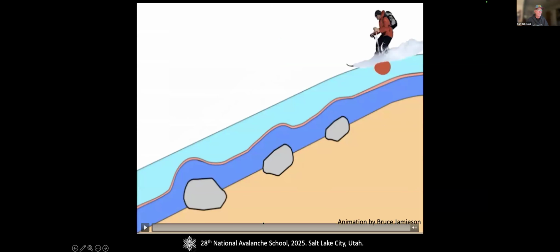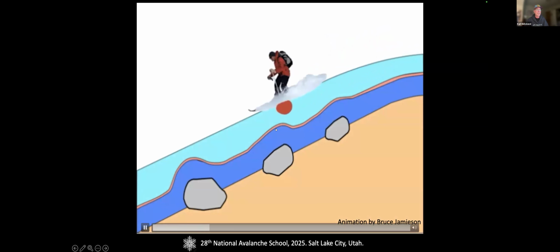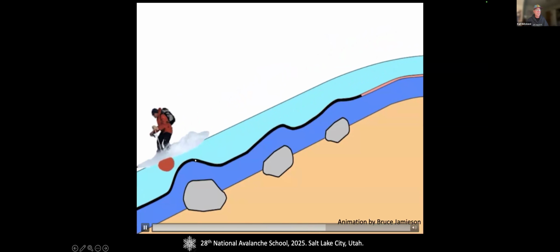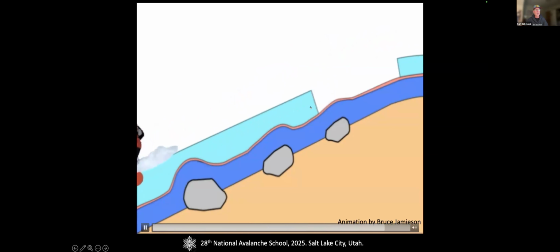And I like this little diagram, this animation made by Bruce Jamieson. The red bulb, or the red sort of balloon under the skier, is the stress that the skier is exerting that is sufficient to crack the weak layer over a critical length. And what you'll see is an example of thin spot triggering. So the skier skis down, doesn't trigger any avalanche here, but when that bulb intersects the weak layer, it creates a critical crack, the crack goes upslope, and down goes the snow.